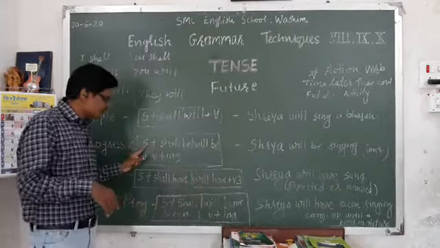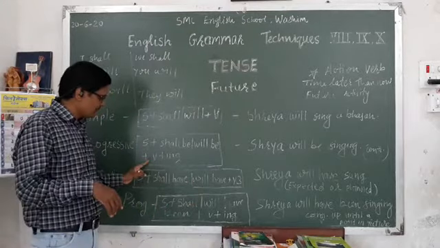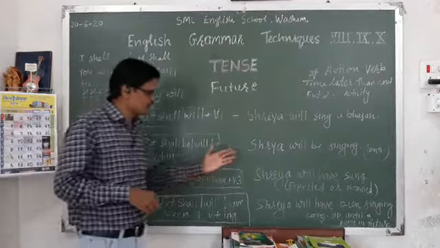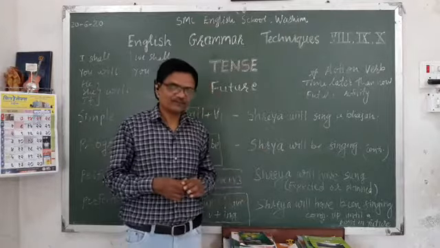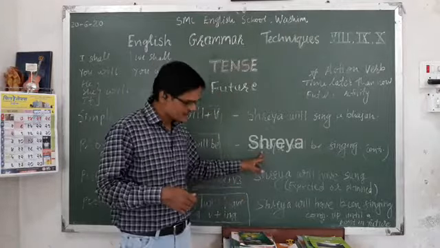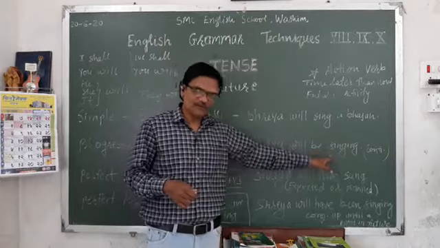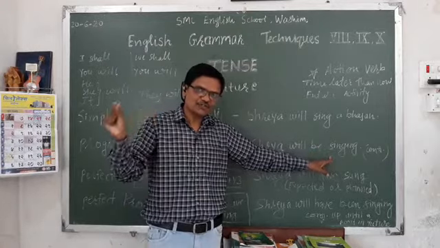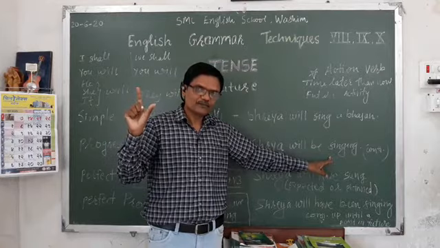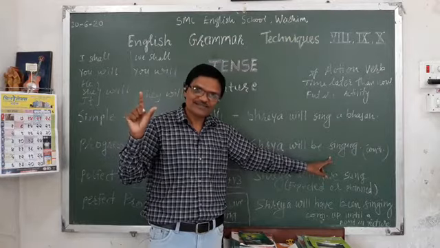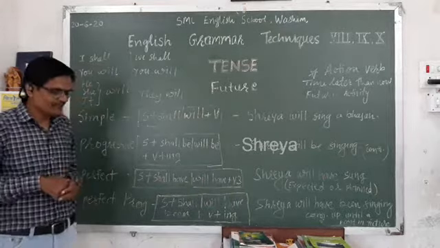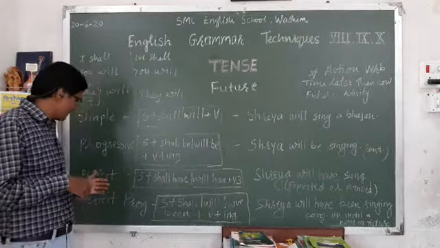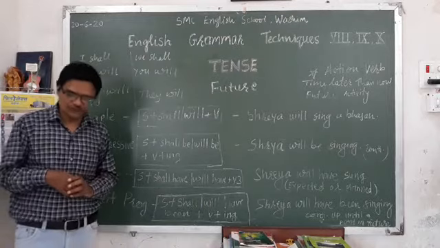So subject plus shall be, will be plus verb plus ing. Here is an example. Shreya will be singing. Shreya is the subject, shall be, will be, plus verb plus ing. Sing plus ing, singing. Future progressive tense. Now thirdly, we are going to know about perfect future.